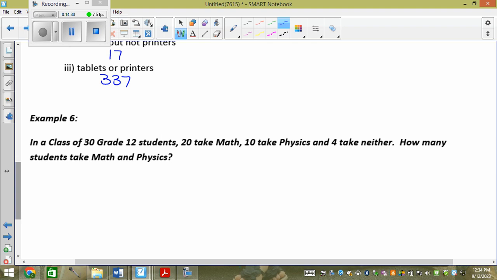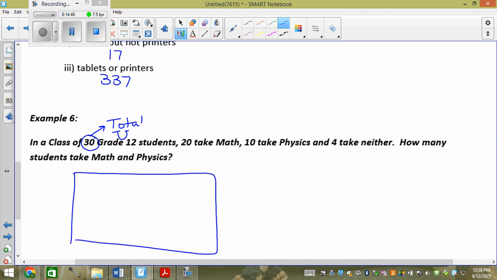Okay, try this one out. Same reasoning. So we have in a class of 30. So that's the total. That's the universal set. So I know inside this box, I need to have 30.